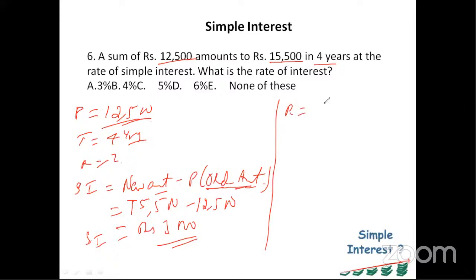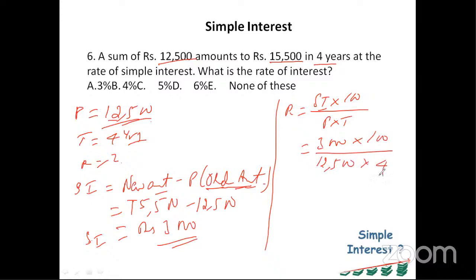Rate of interest is equal to simple interest into 100 divided by P into T. What is the simple interest we got? 3,000 into 100 divided by the principal, the first amount, 12,500 into term 4 years. The zeros get cancelled. You can cancel by 5: 5 sixes are 30, 5 twos are 10, 5 fives are 25, and 4s get cancelled. So what do we have here? We have got 6% as the answer. This is quite simple and straightforward, right? Yes, 6%.